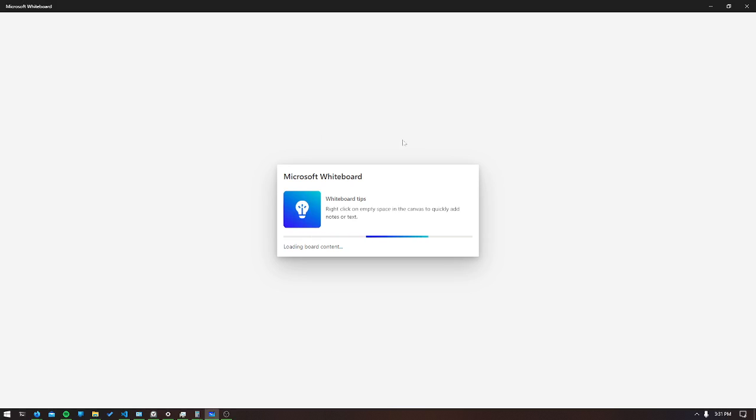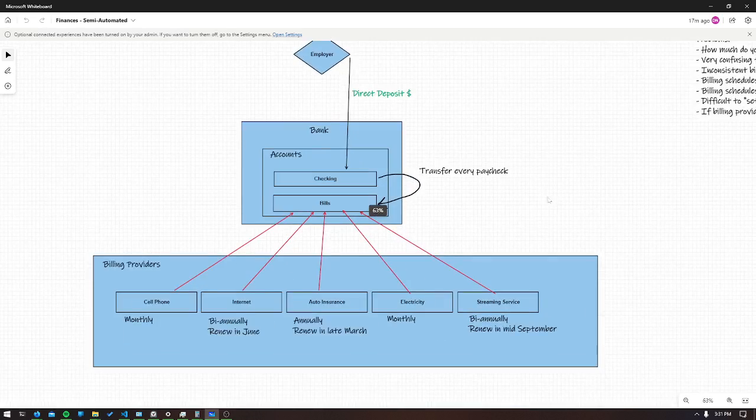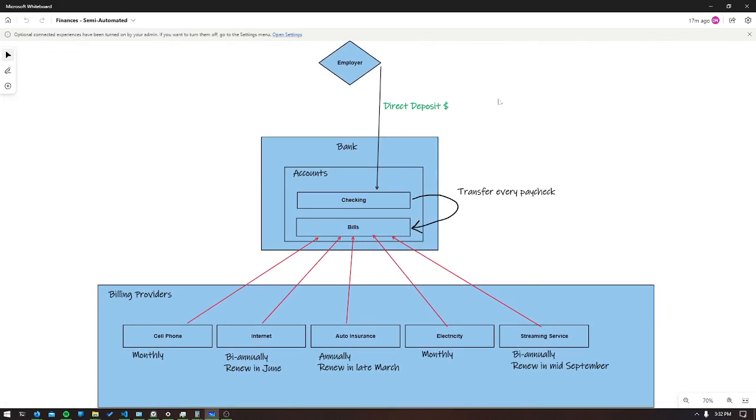So to start out with, let's look at this one. So this is the initial approach that I'm thinking of here for automating finances. So basically, you have an employer, some kind of job that you work at, and every couple of weeks, every month, or however often, they direct deposit money into your bank over here. So here's your bank.